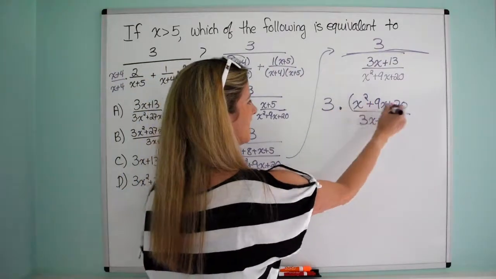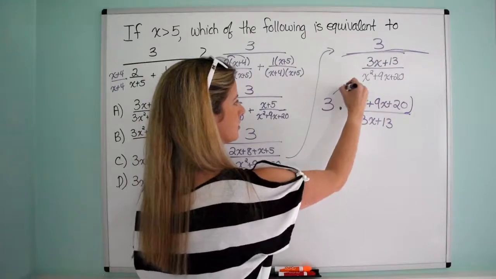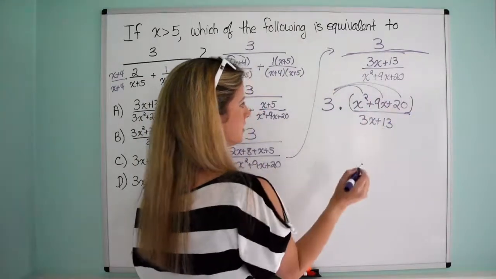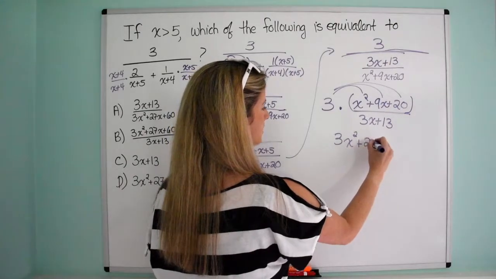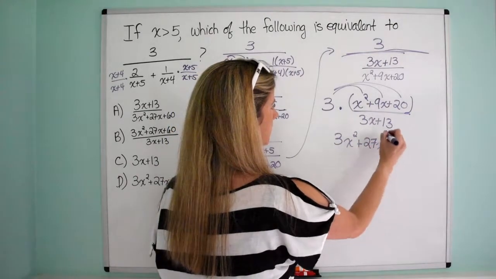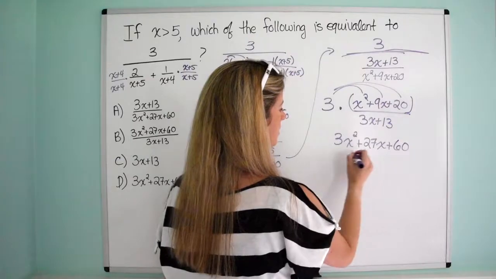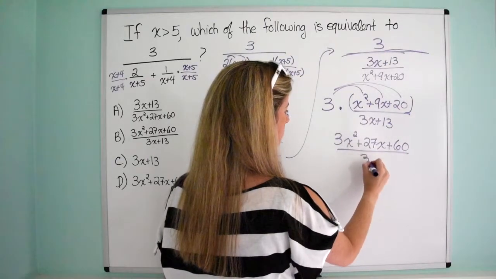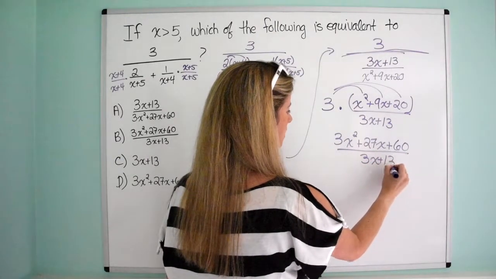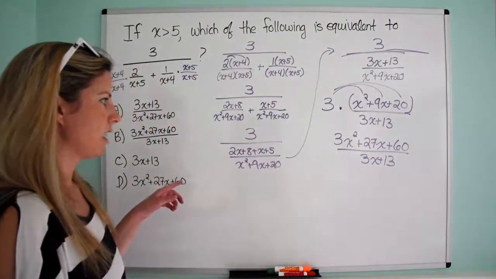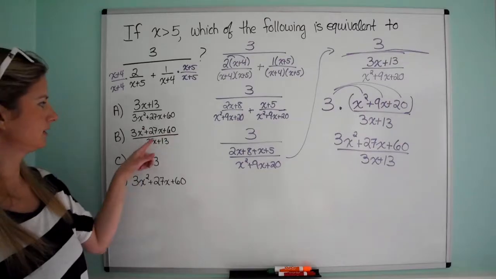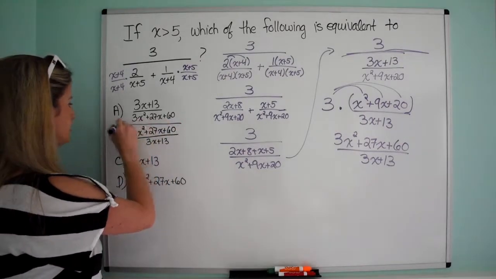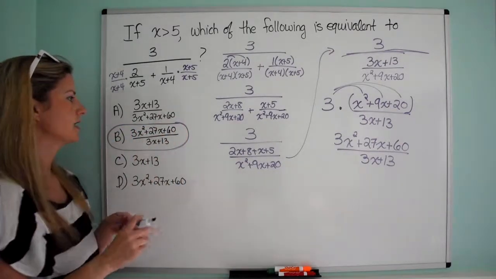Remember, it's 3 times that quantity, so you're going to have to distribute the 3 into each piece. So it becomes 3x squared plus 27x plus 60 over 3x plus 13. Awesome. So that's going to be 3x squared plus 27x plus 60 over 3x plus 13. So your answer is going to be B.